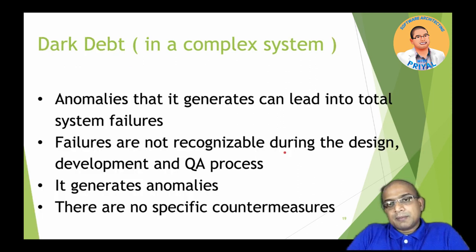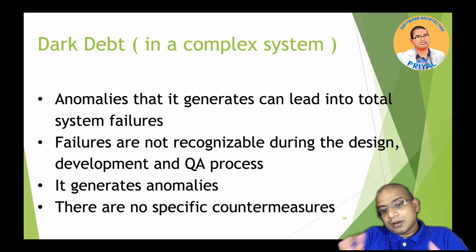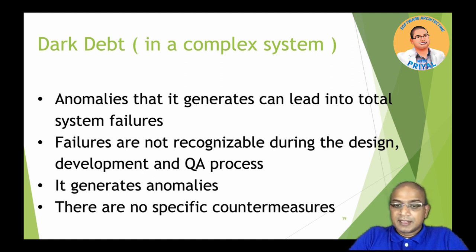If you are developing a complex system, you need to deal with these dark debts as well. So what are the dark debts in a complex system? The first one is that the anomalies it generates can lead to total system failures. Even a single very small anomaly can lead to a total system failure. The other aspect is that failures cannot be recognized during design time. Otherwise, developers or the QA team could have identified and fixed them. And of course, complex systems generate anomalies, and there are no specific countermeasures for these anomalies.